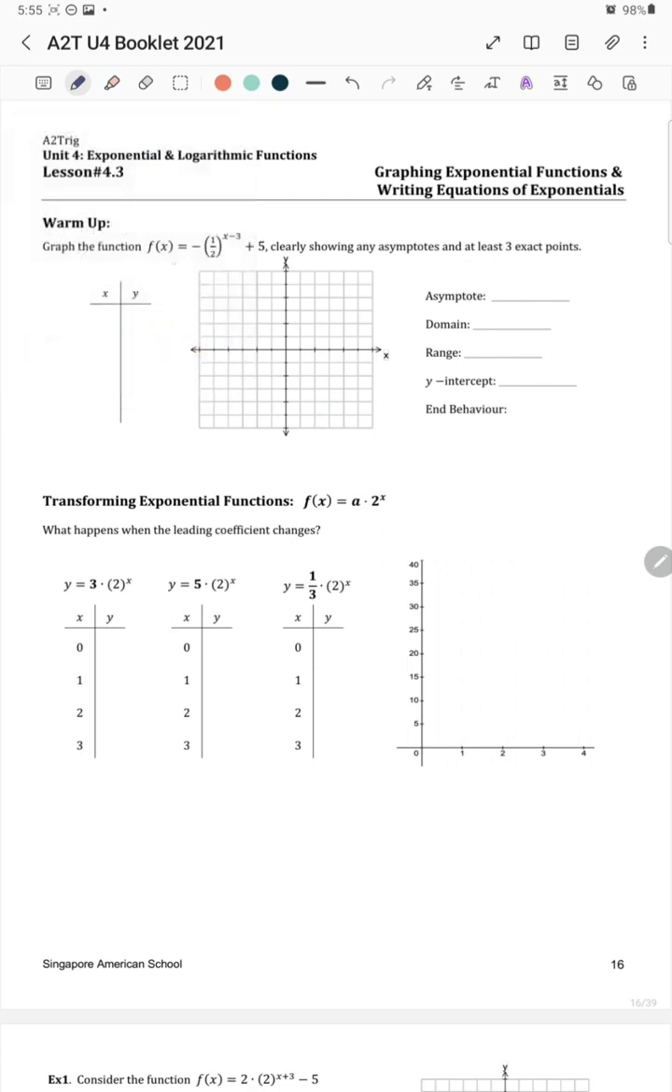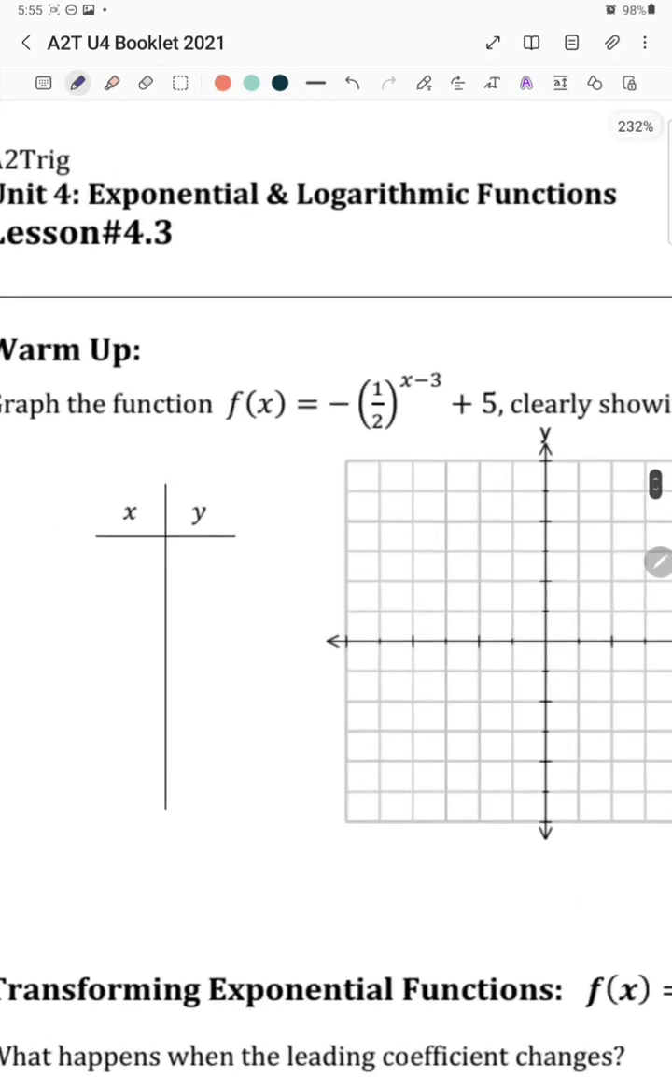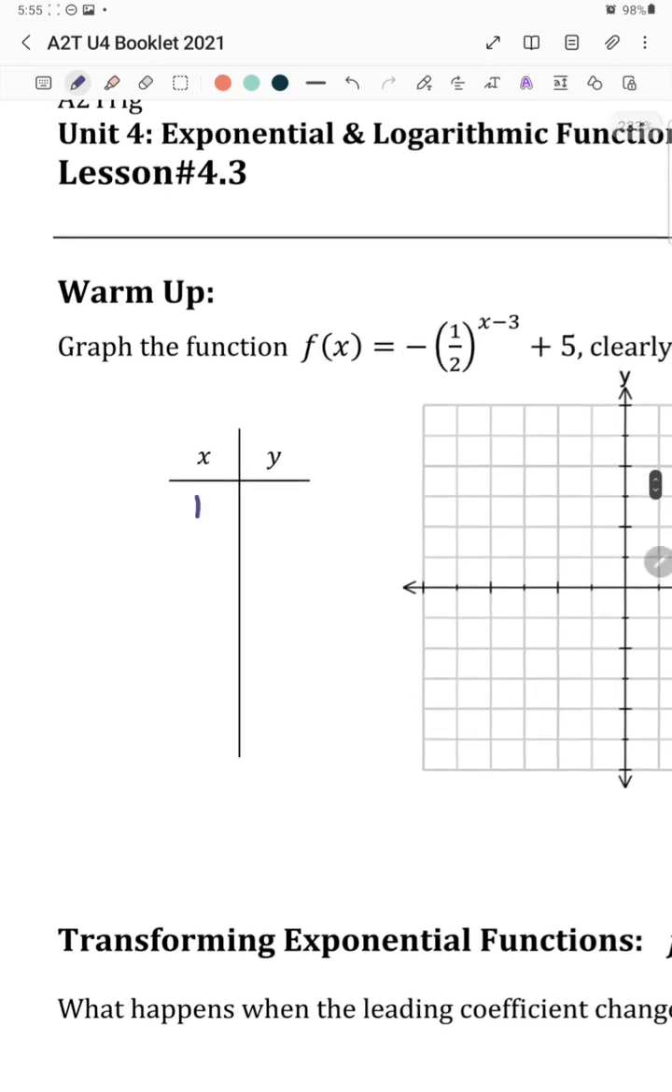Graph the function f of x is equal to minus 1 by 2x minus 3 plus 5, clearly showing any asymptotes and at least 3 exact points. So let us take x is equal to 1.